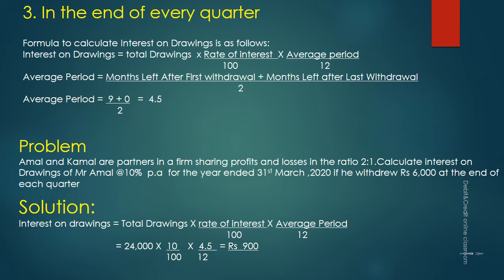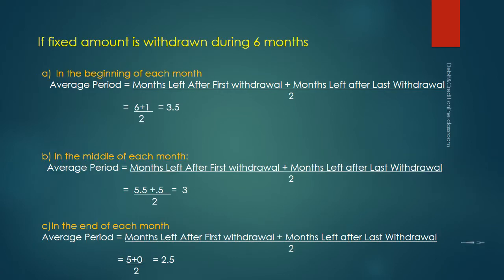each quarter. The formula to calculate interest on drawings is total drawings into rate of interest divided by 100 into average period by 12. Here the total drawings will be 6,000 into 4, that is 24,000. So 24,000 into 10 by 100 into 4.5 by 12. That is equal to 900. So the interest to be charged is rupees 900.